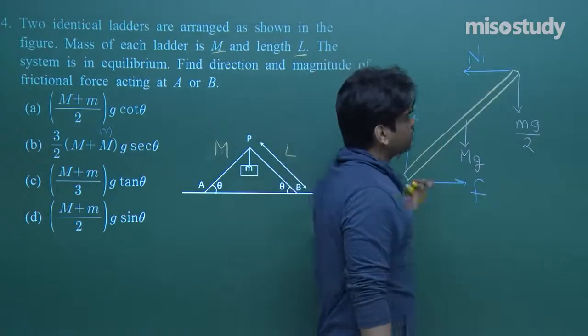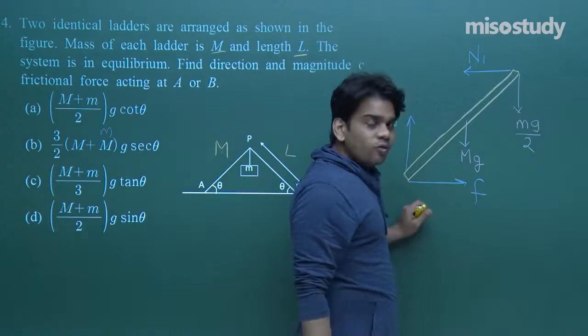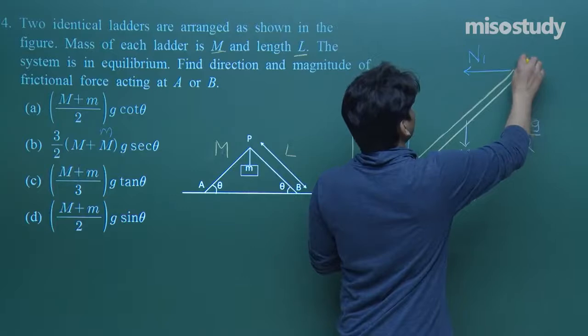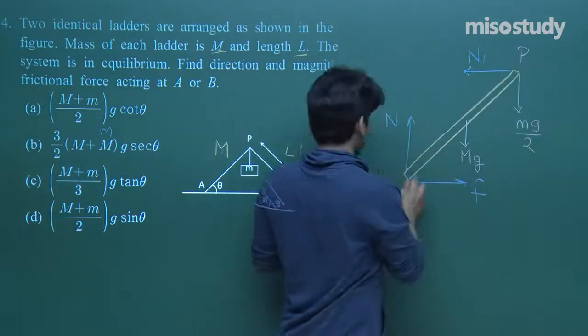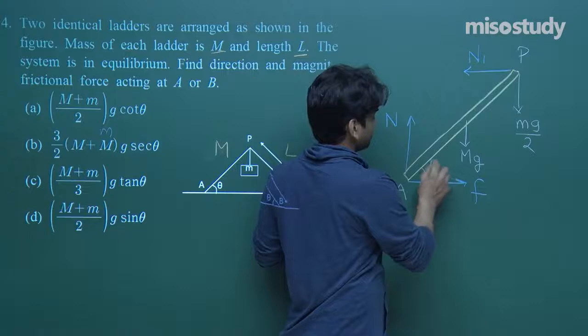Pretty much clear to you all, I believe, how you can show all the forces. Now for this, let us take this point as O. It's given as P, so I will take it as P, not a problem. This point A, and this is given as theta.